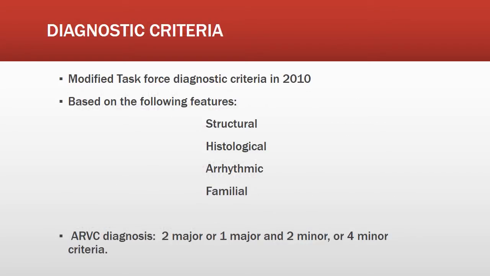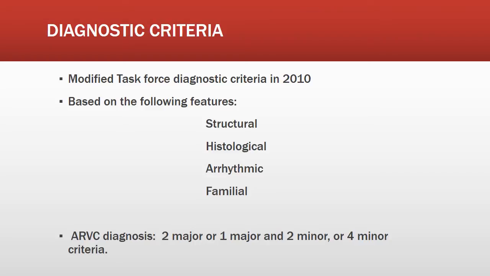So the task force of myocardial and pericardial diseases had done diagnostic criteria in 1994, and these have been updated in 2010, and they are based on the following features: structural, histological, arrhythmic, and familial. And to diagnose ARVC, you need to have 2 major criteria, or 1 major and 2 minor, or 4 minor criteria.